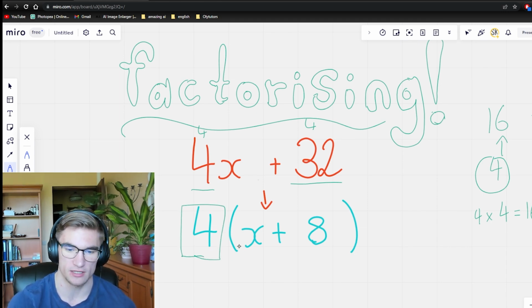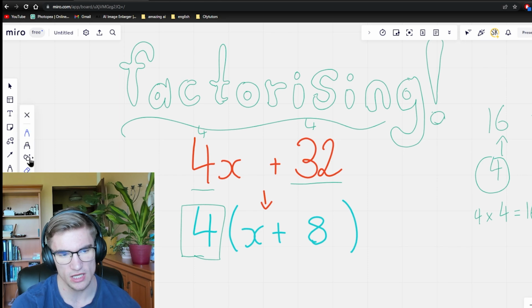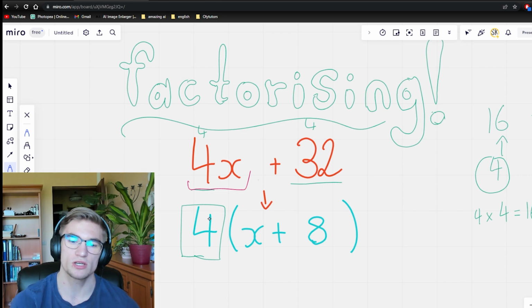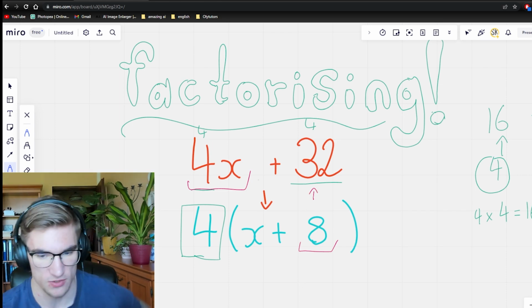Then I put some brackets down, and I'm going to ask myself, what do I put inside the brackets? To get this first term, 4x, I need to times the 4 by x. So my first term in the bracket is x. And now what do I need to times this 4 by to get 32? I need to times it by 8, because 4 times 8 gives me 32. And that's how we factorize, all right?